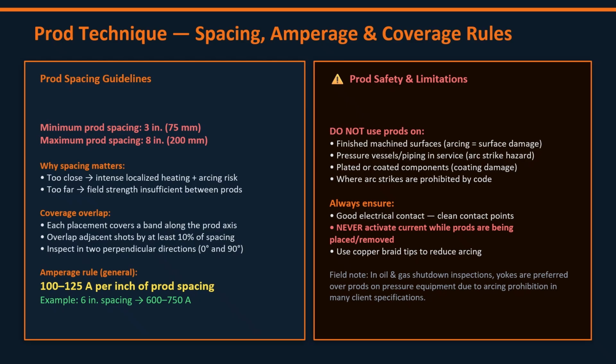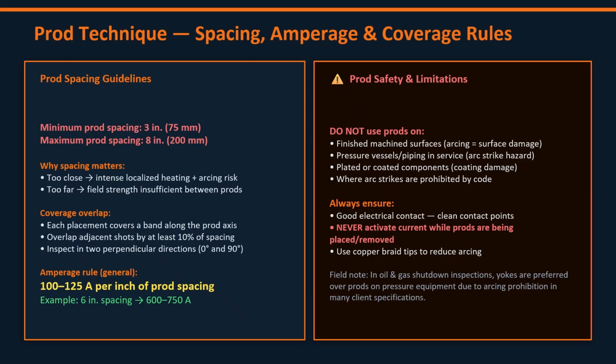The general current guideline shown is 100 to 125 amperes per inch of prod spacing. For 6-inch spacing, that gives a range of 600 to 750 amperes. But current alone does not define coverage. Each prod position covers a region, and adjacent positions should overlap. The examination should also be repeated in a perpendicular direction so that the field is changed relative to possible discontinuities.